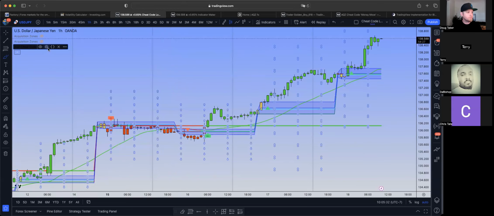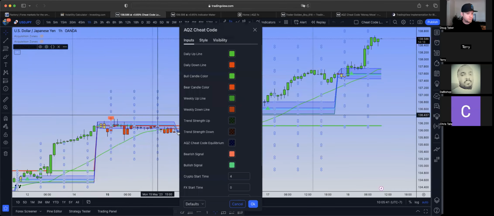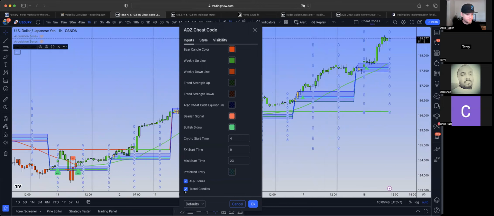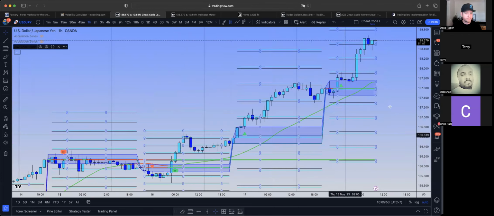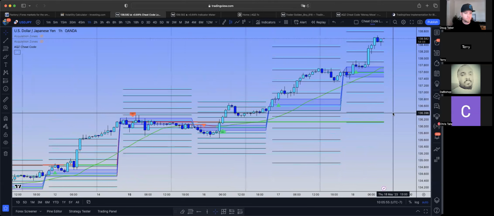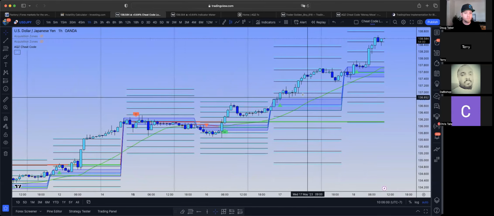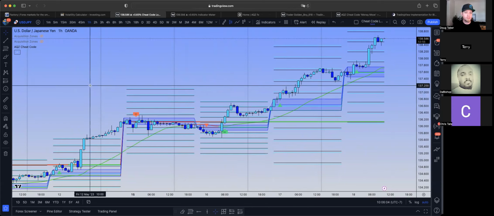The next thing, let's see, save, refresh. The next thing you can do, so I'm going to turn the AQZ zones back on. You can turn the trend candles off if you like. If you want to see your regular candles, that's perfectly fine. Just know that the trend candles are there to help you with which way the market's going.